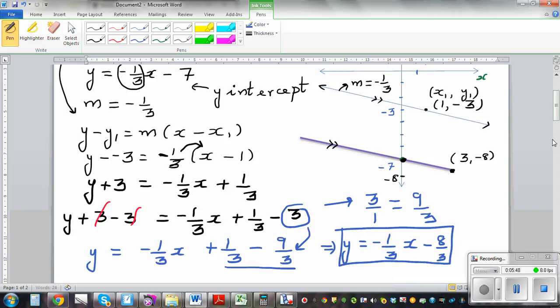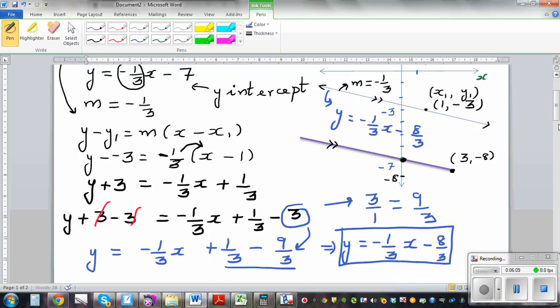The equation of this line is y is equal to negative 1 over 3x, take away 8 over 3, or 8 over 3 is 2 and 2 thirds. Okay, so this is the equation of this line.